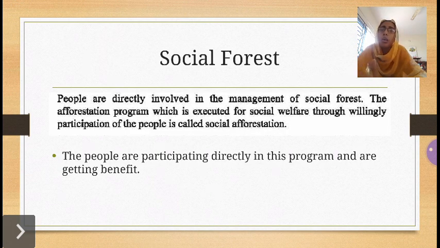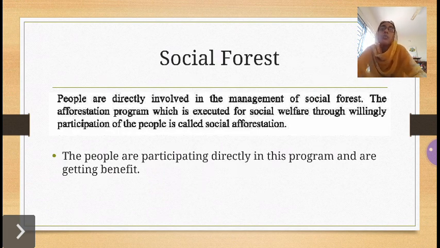As for example, during a storm some trees can break down, or some domestic animals can destroy some trees. But the cooperative people who are directly involved in this program have the duty to protect these plants. And these people get benefit by selling wood. So they plant these trees, they maintain these trees, and they get benefit by selling wood.